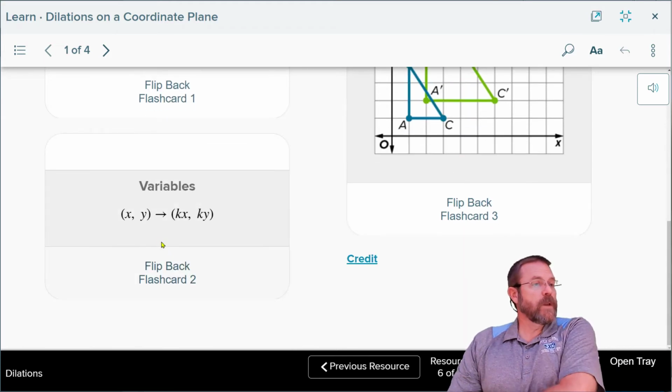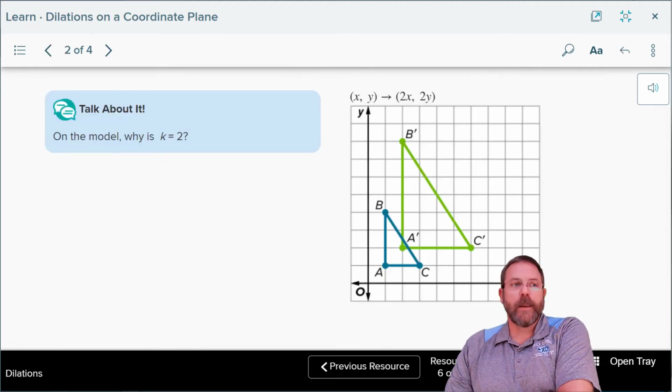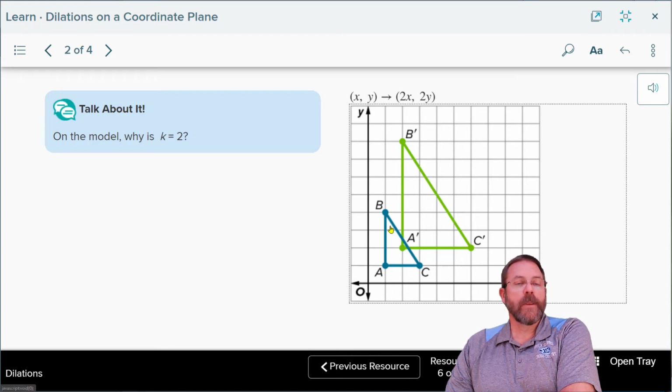With variables, we can see that the pre-image coordinate (x, y) is going to become the scale factor k times x, comma, scale factor k times y to get to your new coordinates location. Now it asks, why is our k value going to be 2 here? Because we have doubled, our scale factor is 2. If you take a look, the original point was (1, 1) here for A, it's now (2, 2). 1 times what is going to equal 2?